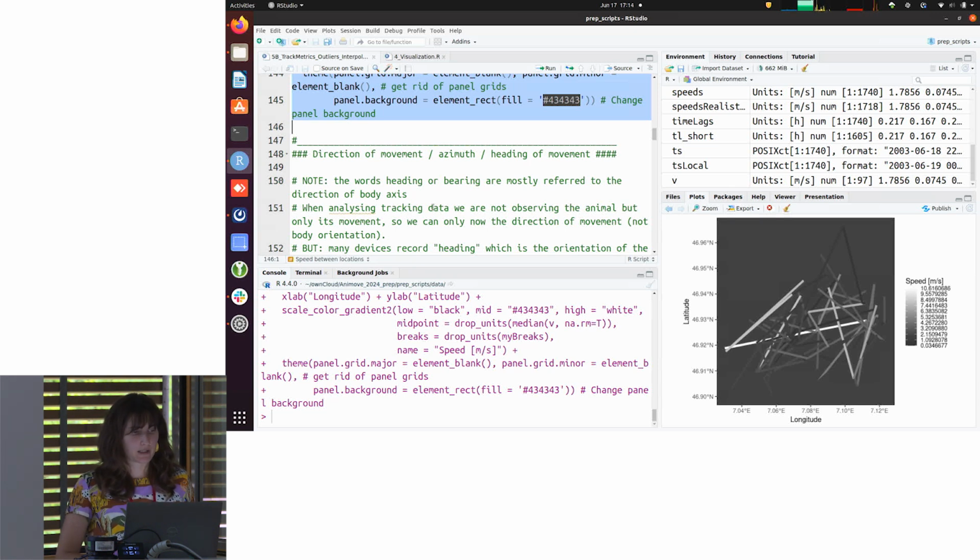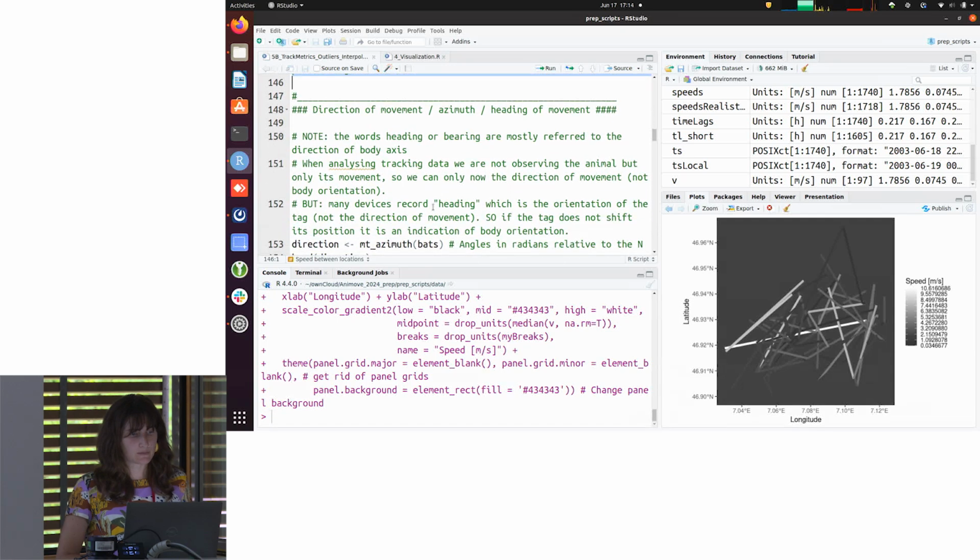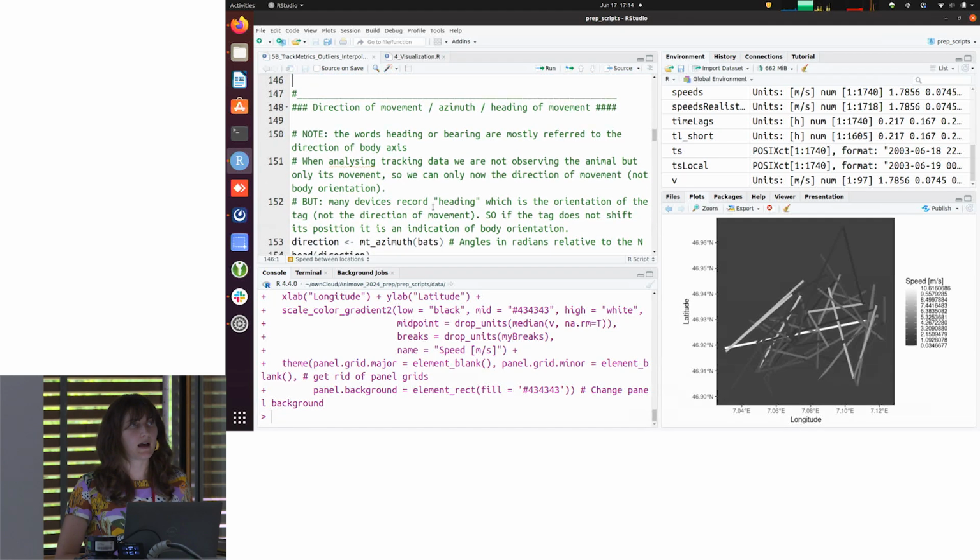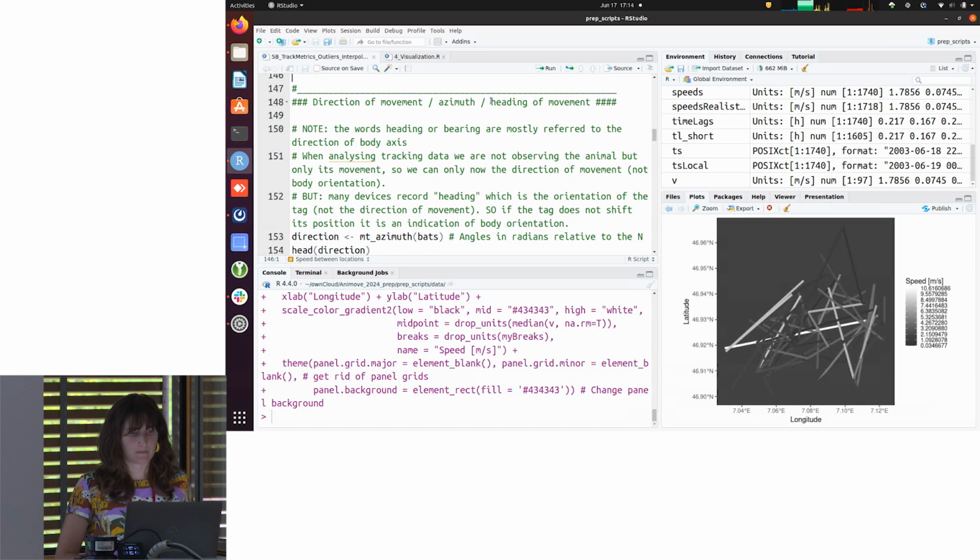Good. Now we look at direction of movement, azimuth, and heading of movement is what I said, just to highlight the difference. Here we're not gonna look at heading because we don't have this information in the tag, but again, the difference is between heading, that is the body posture, and direction of movement, that is what we are actually gonna calculate.